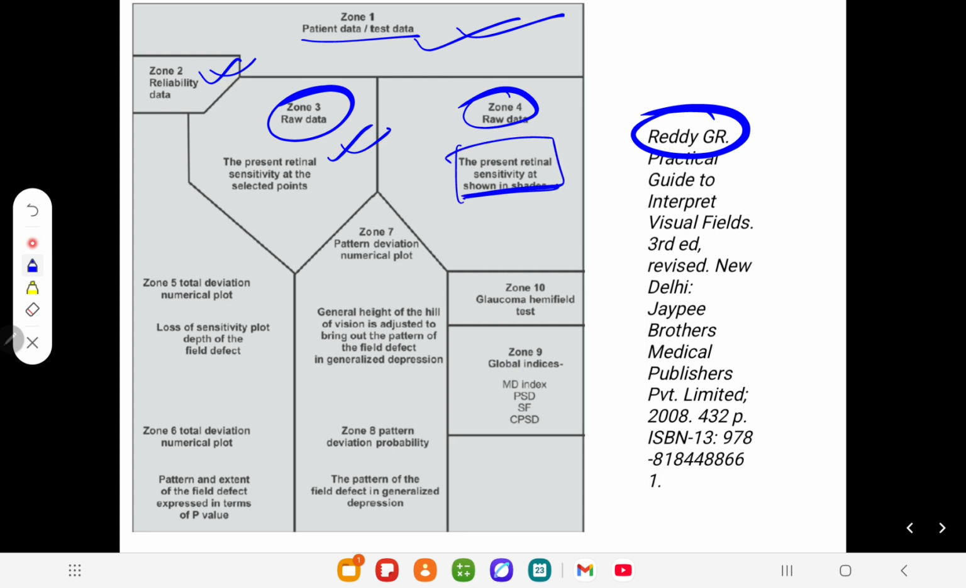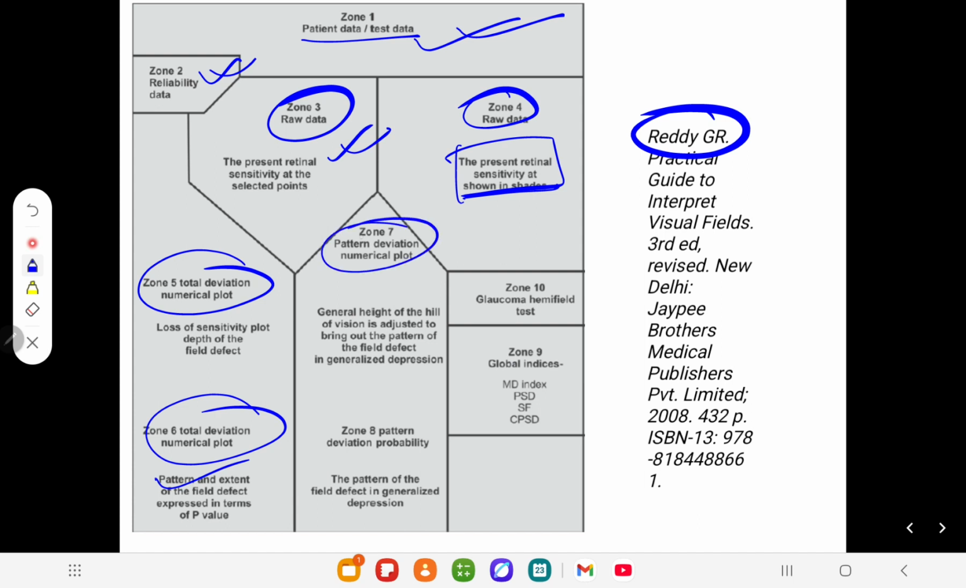These four zones don't matter. They are independent of the raw data. They are independent of the normative data, whether StatPac has it or not. And now we come to the fifth, total deviation numeric plot. Six, total deviation probability plot.